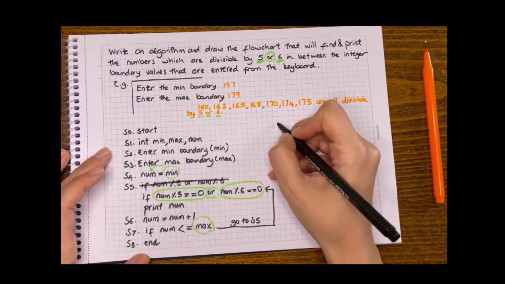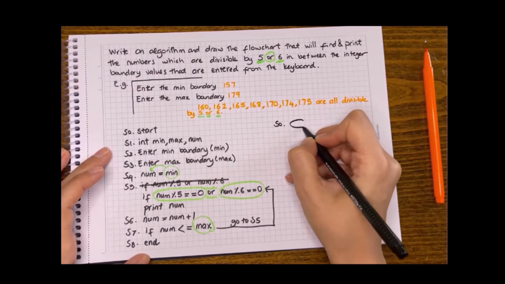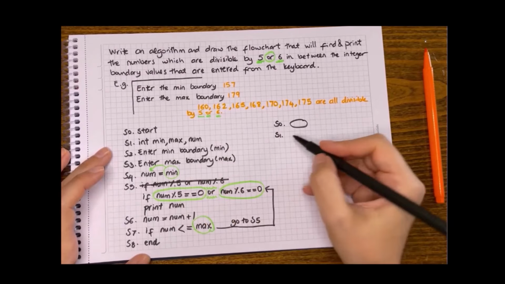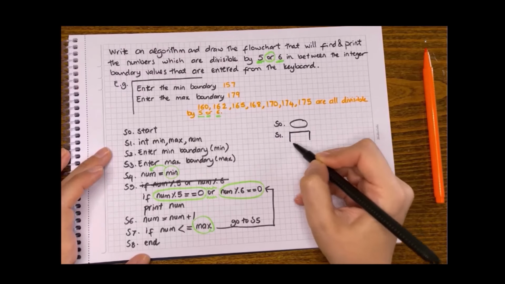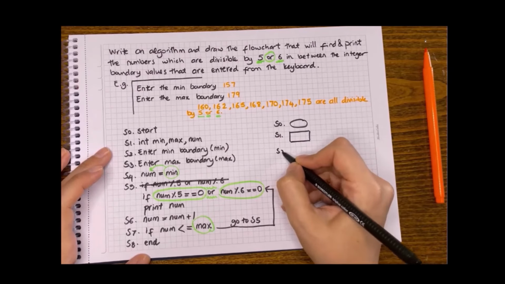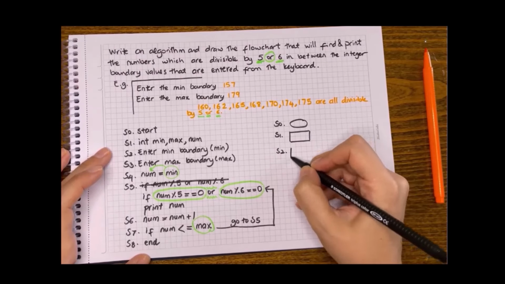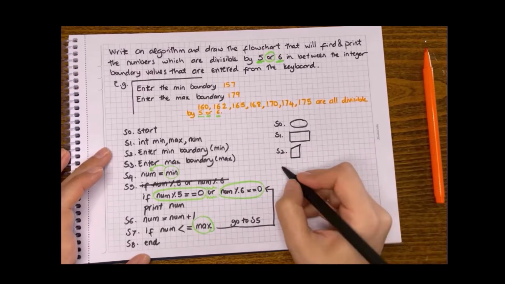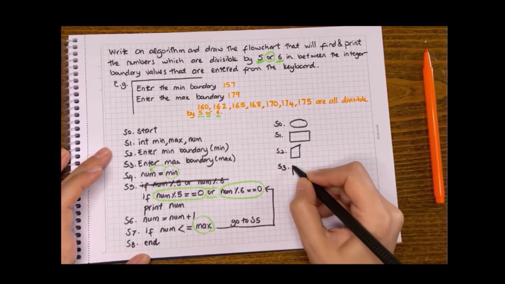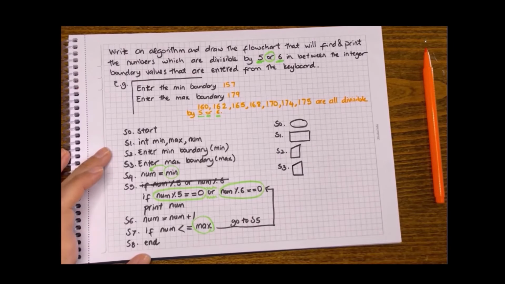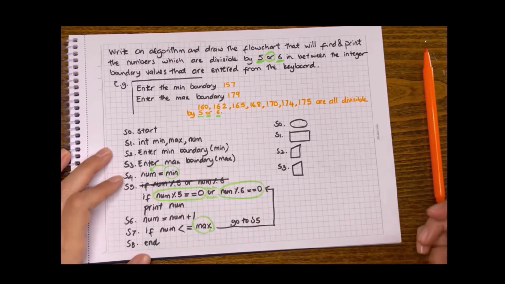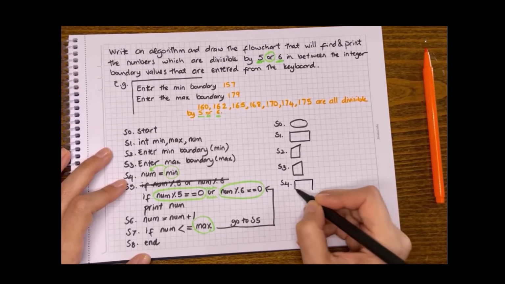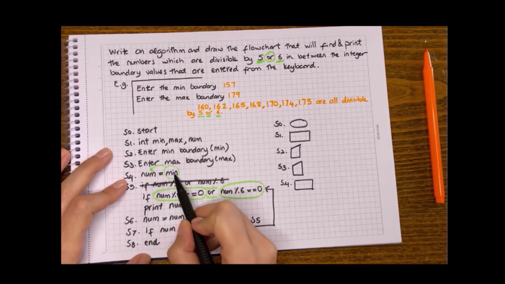Step number 0. As you know, we always start with an oval shape. Step number 1. So variable declaration, that's why it is a rectangle. Step number 2. Enter the minimum boundary, enter the maximum boundary. So trapezoidal shape is in here. Step number 3, the same, entering the maximum boundary. And step number 4, simply assignment. Number equals to minimum, we assigned it.